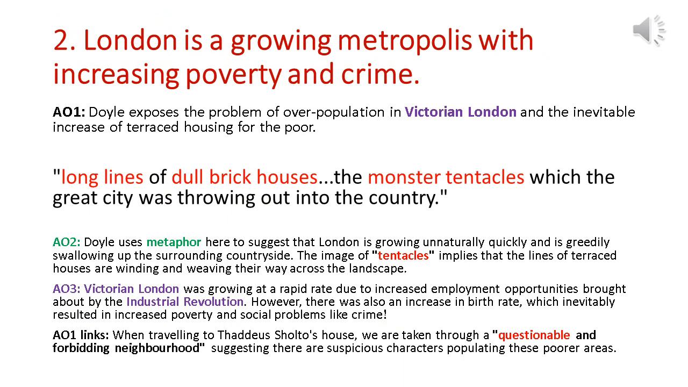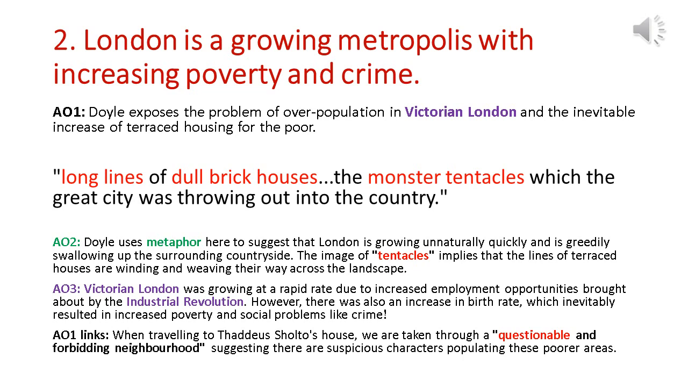Okay, so the second point that you could make about setting is that London is a growing metropolis with increasing poverty and crime. So Doyle seems to be exposing this problem of overpopulation in Victorian London, and because of that, lots of terraced housing was increasing. When you get lots of poor people, you also get increased crime, which of course links to the fact that this is detective fiction. So the quotation that I've chosen is long lines of dull brick houses, the monster tentacles which the great city was throwing out into the country.